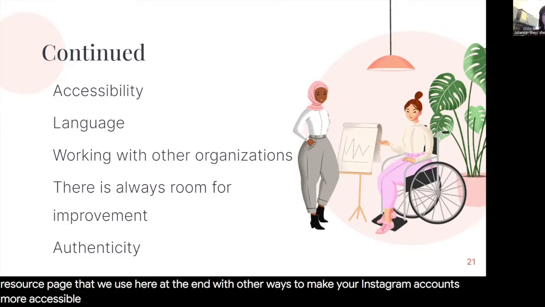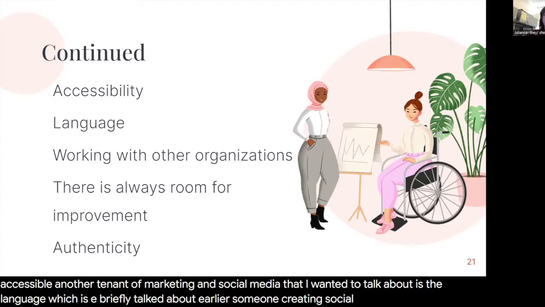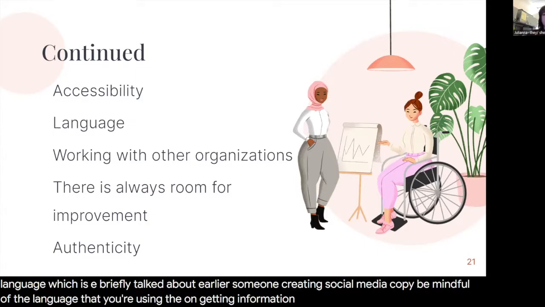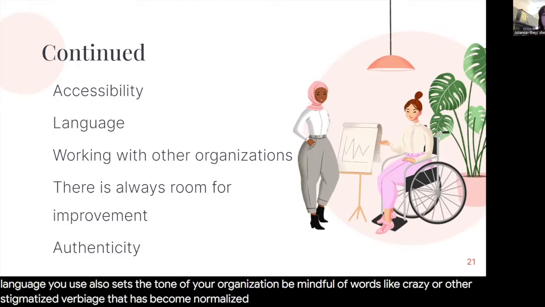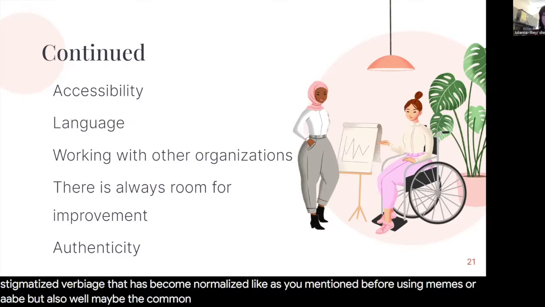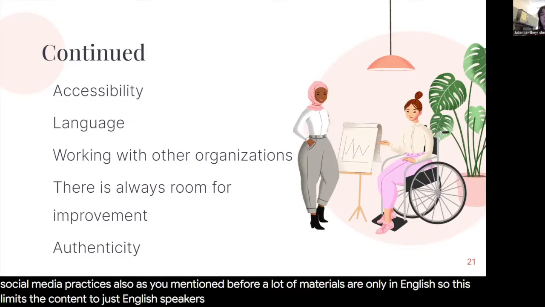Another tenet of marketing and social media that I wanted to talk about is language, which Izzy briefly talked about earlier. So when creating social media copy, be mindful of the language that you're using. Beyond getting information out or promoting your events, the language you use also sets the tone for your organization. Be mindful of words like crazy or other stigmatized verbiage that has become normalized. Like Izzy mentioned before, using memes or AAVE, while maybe the common internet lingo, it is important to be mindful how these things may perpetuate isms and isn't the best social media practice. Also, as Izzy mentioned before, a lot of materials are only in English, so this limits the content to just English speakers. UCSD is a diverse campus, and having content in different languages would also be an issue of accessibility.